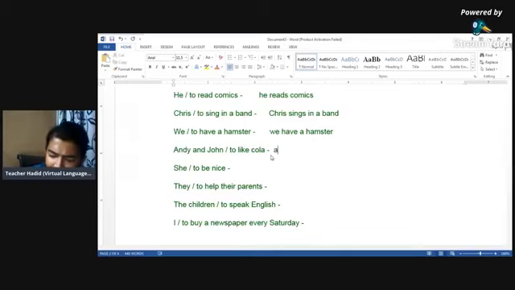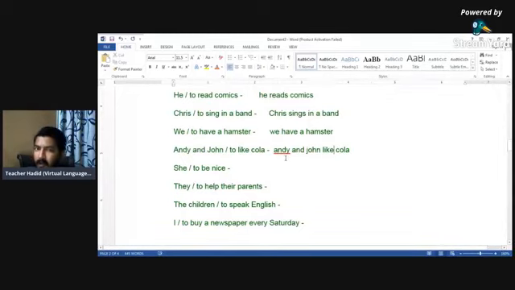Like, check me out. Andy and John like cola. If I say Andy and John likes cola, then it will be wrong. So the right sentence should be Andy and John like cola. Why? Because Andy and John are third person but not singular. They are third person plural. Or instead of Andy and John, I can also say they like cola. Moving on to the next.